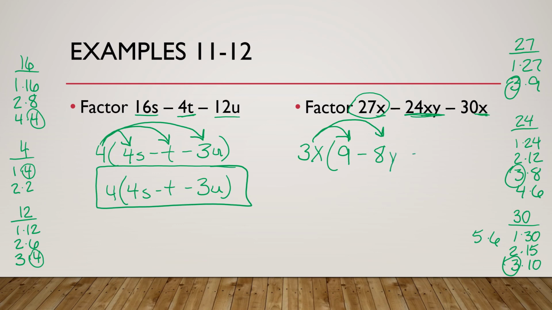Bring down your minus sign. And then 3 times something should give us 30x. Well, 3x times 10 would give us 30x. Remember, the x is not going on that 10 because we have factored out the x with the 3. So when we do 3x times 10, we're still going to get that 30x. There will be a bonus question very similar to number 12 on your assessment today. So we get 3x times 9 minus 8y minus 10.